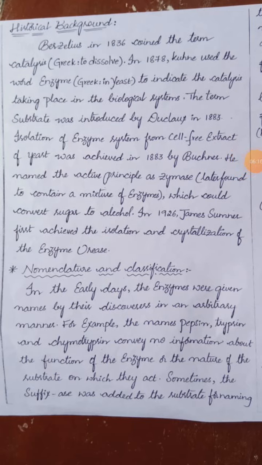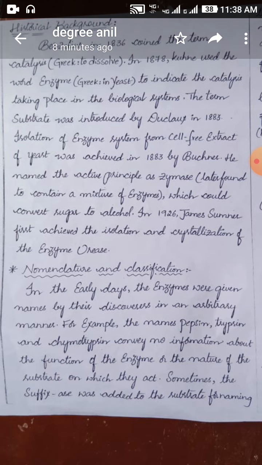Coming to the historical background, Berzelius, a scientist, in 1836 coined the term catalysis. In 1878, Kuhne used the word enzyme. Next, the term substrate was introduced by Duclaux in 1883. Yeast enzyme: Buchner extracted the enzyme from yeast. Next, James Sumner isolated the enzyme urease.